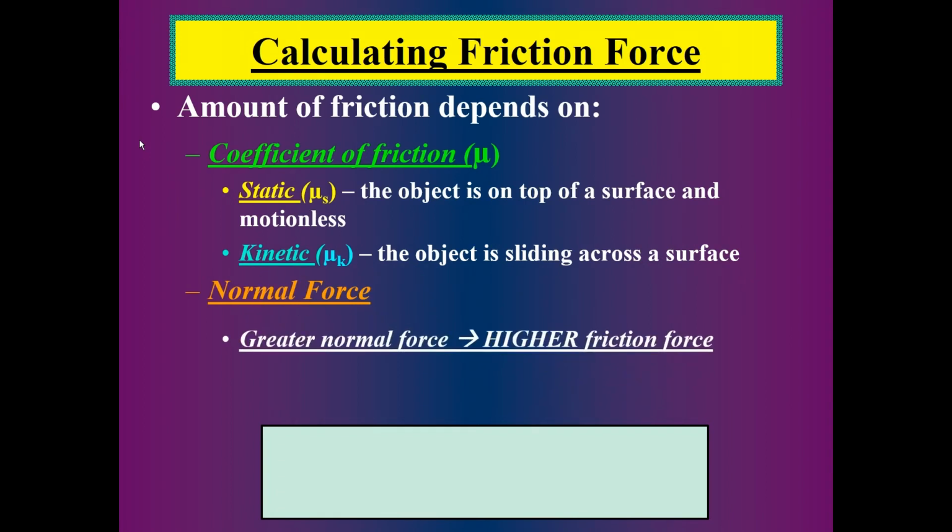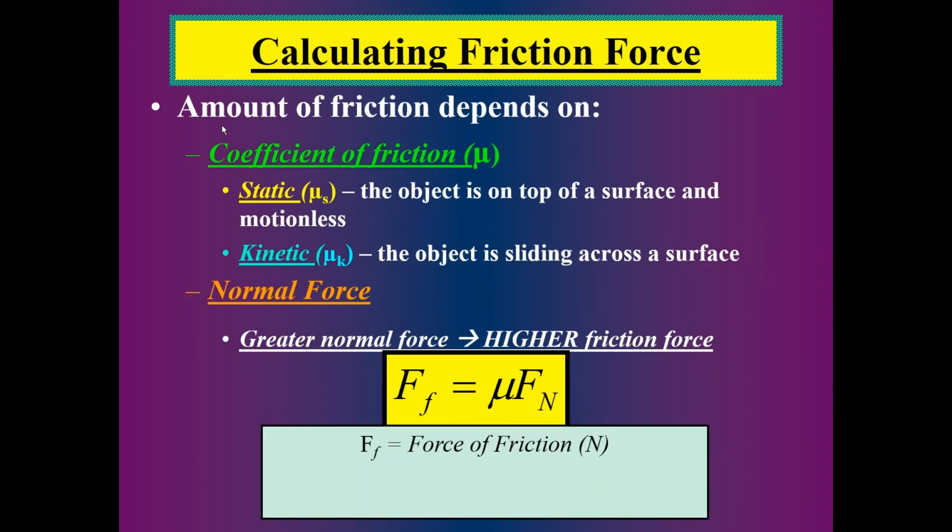And this also depends on the normal force, so how hard something is pushing on it. A greater normal force is going to result in a higher friction force. So from our reference table, we can get this formula that the force of friction is equal to this coefficient of friction times the normal force.